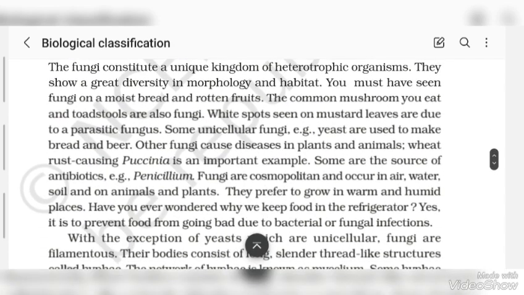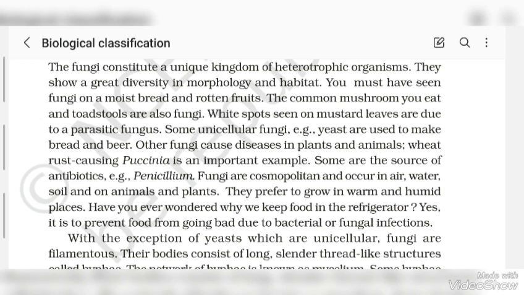Kingdom Fungi. The fungi constitute a unique kingdom of heterotrophic organisms. They show great diversity in morphology and habitat. You must have seen fungi on moist bread and rotten fruits. The common mushrooms you eat and toadstools are also fungi. White spots on mustard leaves are due to a parasitic fungus. Some unicellular fungi, for example yeast, are used to make bread and beer. Other fungi cause diseases in plants and animals.